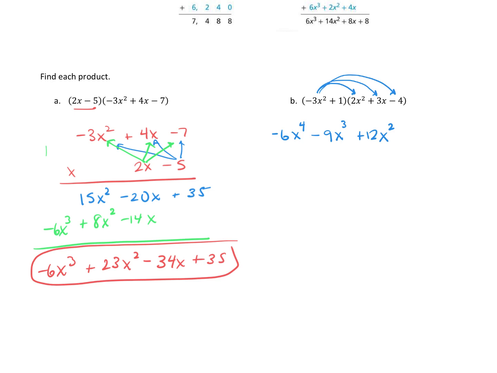All right, let's do the same thing with the positive 1. So 1 times 2x squared is a positive 2x squared. 1 times 3x is a positive 3x, and 1 times negative 4 is a negative 4.